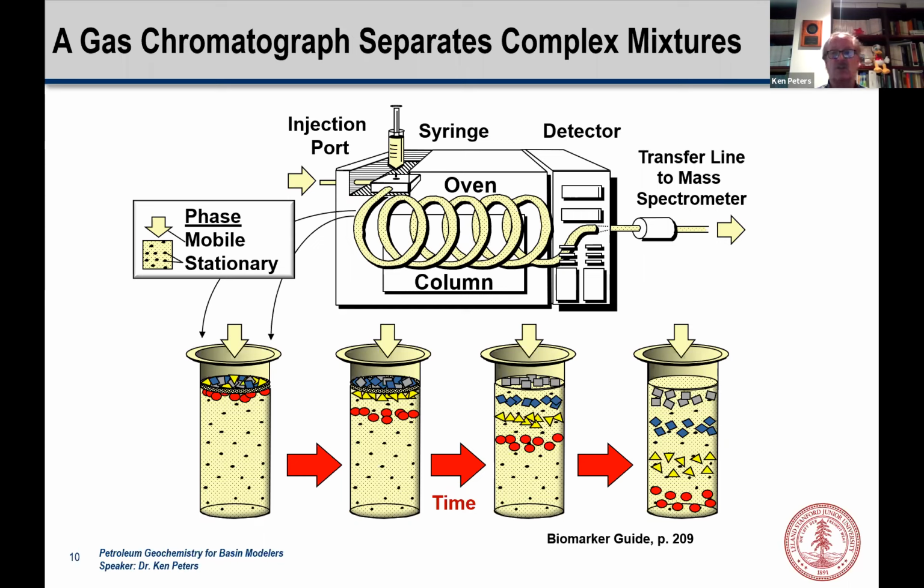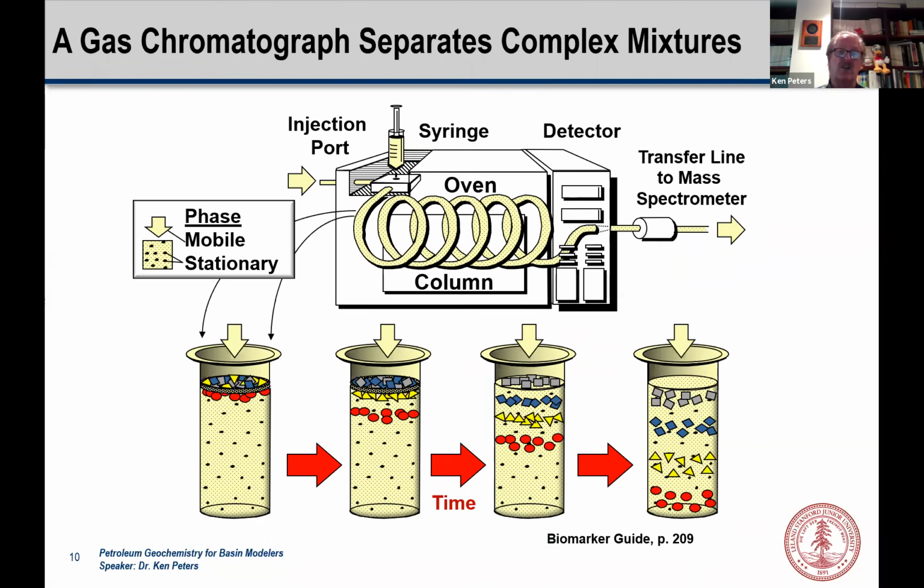The mobile phase is usually some carrier gas like helium, and then the stationary phase is some polymeric material. The organic compounds, as they go through, will jump between those two phases. Some compounds don't like the stationary phase and they move through the mobile phase quickly, and some are slower. They spend more time adsorbed to the stationary phase. Some tend to stick up here.